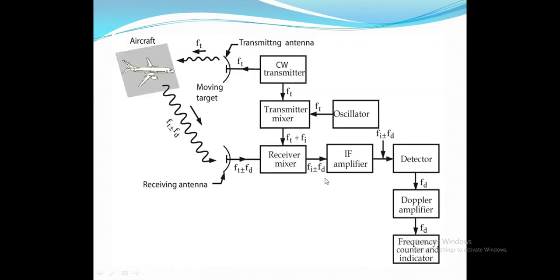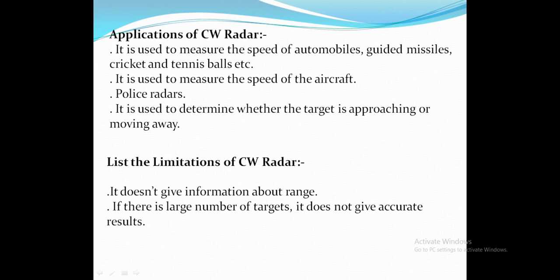Next, coming to the advantages. Accurate measurement of the relative velocity of the target is assured, and it has a simple circuit, low power consumption, and the size of the equipment is smaller than that of pulsed radar. It is used at a low transmitting power. So these are the advantages of CW radar.